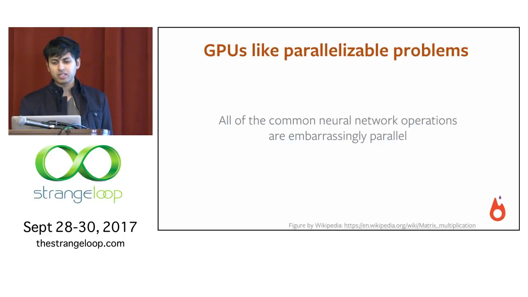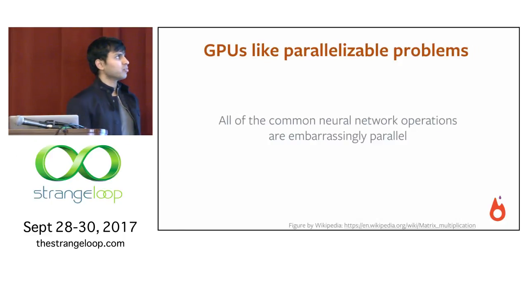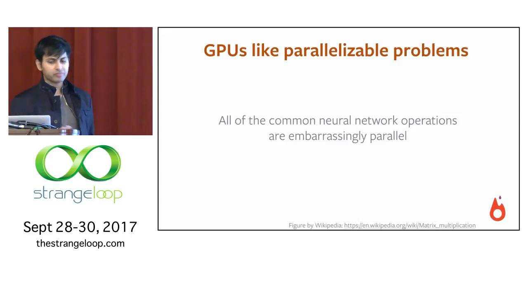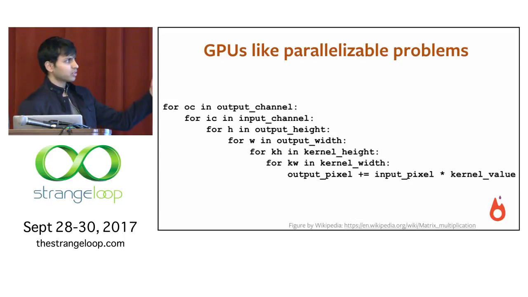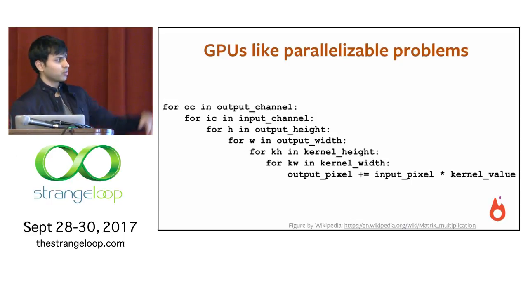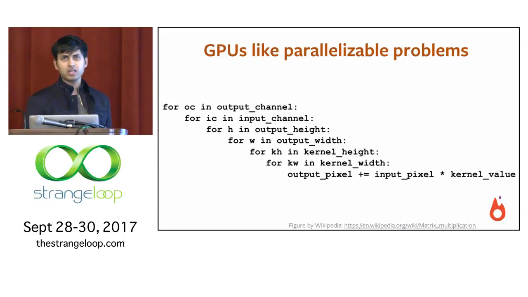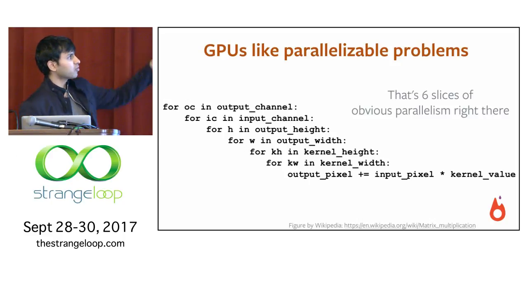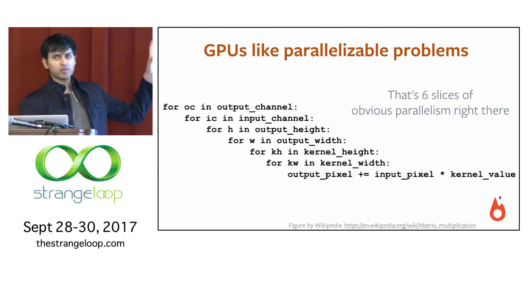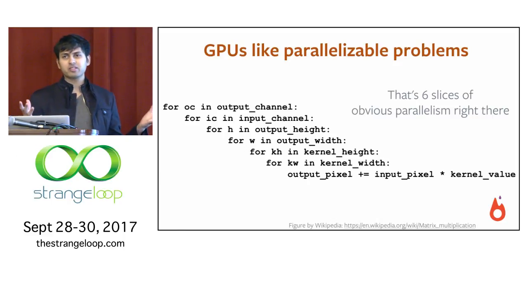And GPUs like parallelizable problems. All the operations I showed you and described to you are embarrassingly parallel. Let's look at this particular six for loop, for example. It's the naive implementation of a convolution. Every single for loop here can be exploited for parallelism, and you basically have unbounded parallelism right here.